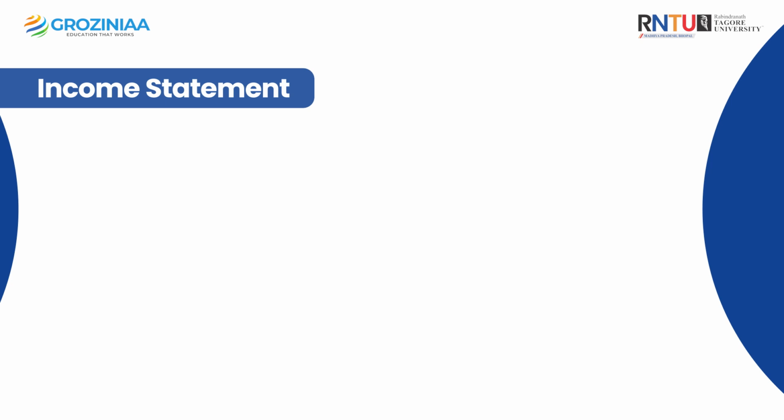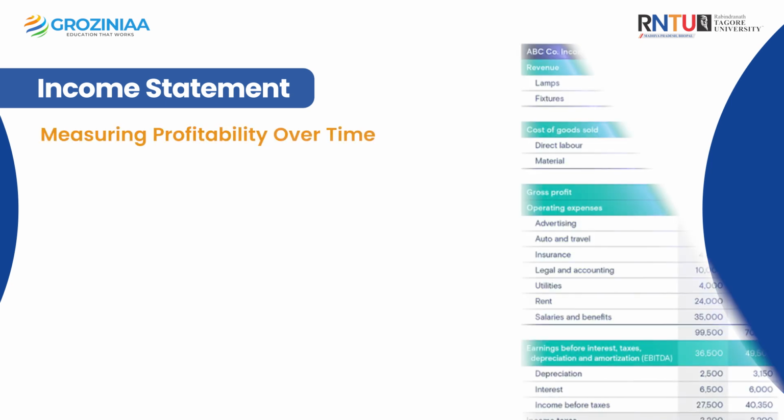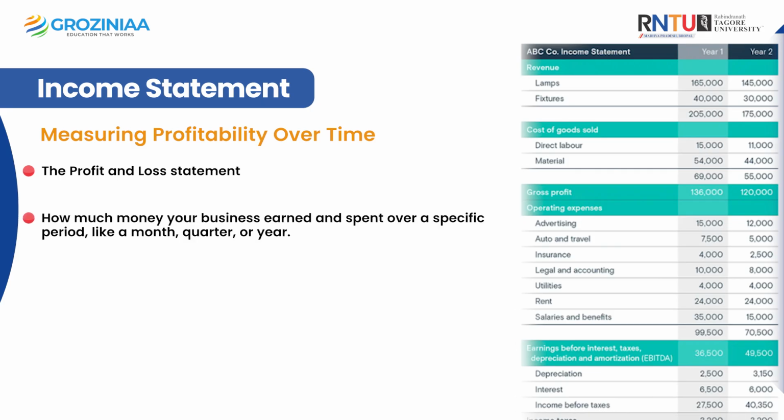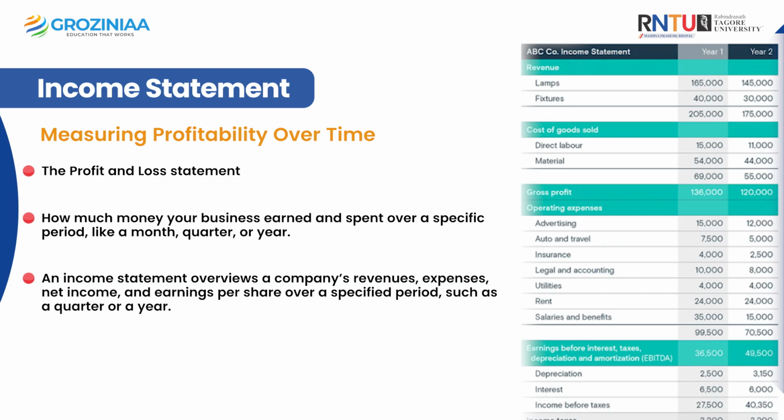Now, the second element is income statements. An income statement measures profitability over time. The income statement, which is also known as the profit and loss or P&L statement, shows how much money your business earned and spent over a specific period, like a month, a quarter, or a year. An income statement overviews a company's revenue, expenses, net income, and earnings per share over a specified period, such as a quarter or a year.